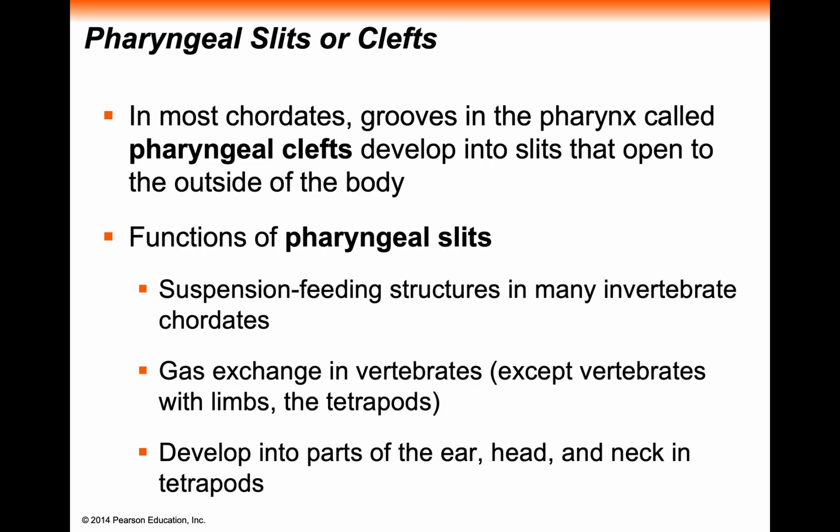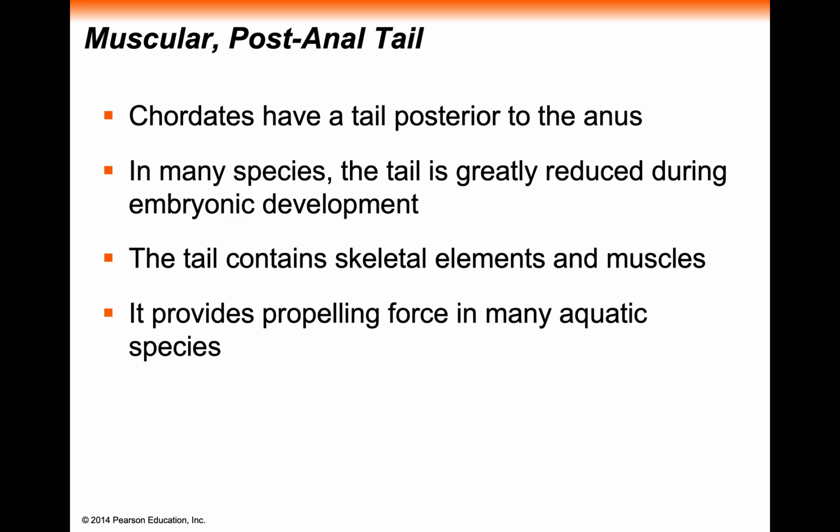So the pharyngeal clefts develop into slits that open to the outside of the body. That's for ones that have gills. The functions: suspension feeding structures in many invertebrate chordates, gas exchange in invertebrates, except for vertebrates with limbs, the tetrapods. So anything that has basically 4 limbs is not going to use that for gas exchange. They develop into the parts of the ear, head, and neck in tetrapods. So again, it forms a lot of the structures that make up our skull even.